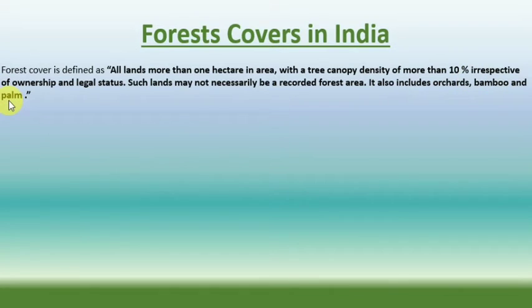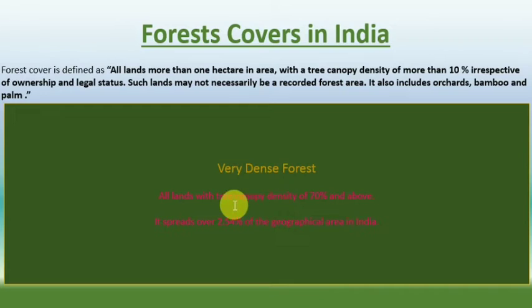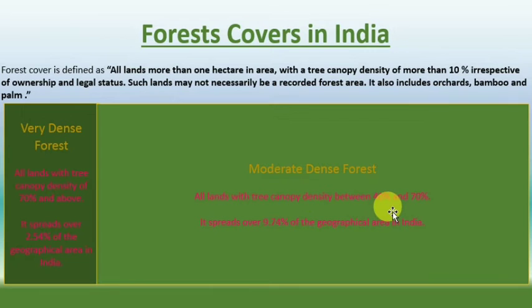There are five kinds of forest cover found in India. First is very dense forest. All lands with tree canopy density of 70% and above are called very dense forest. It's spread over 2.54% of the geographical area in India. Second is moderately dense forest. All land with tree canopy density between 40% and 70%. It's spread over 9.74% of the geographical area in India.